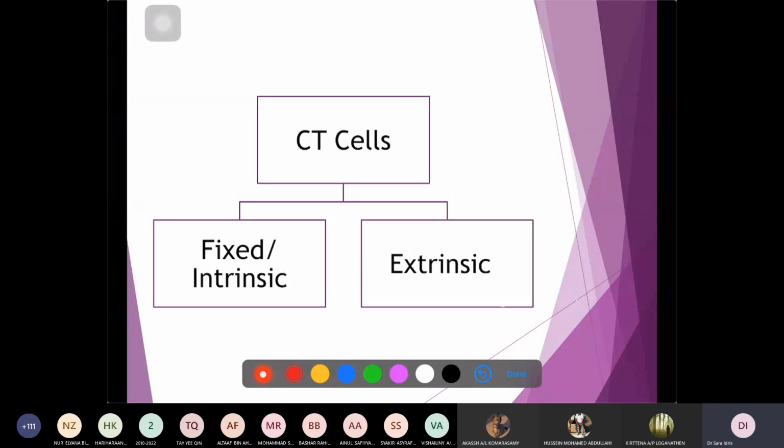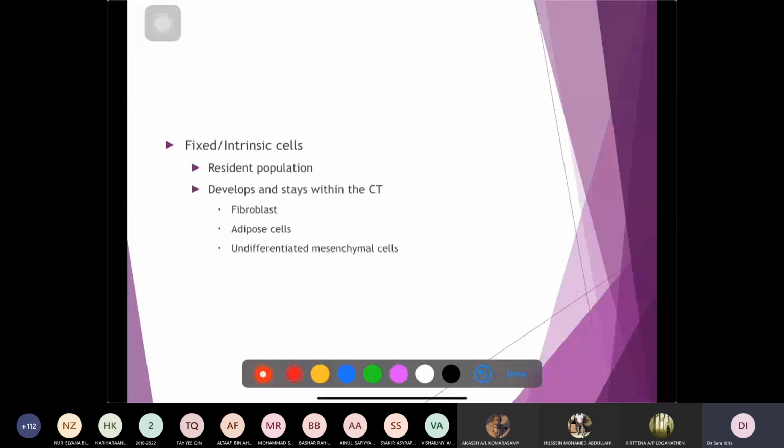Okay, fixed cells are like your adipocytes, your fat tissue, your fat cells. They're fixed at a certain place. You don't find them wandering around. But extrinsic cells are like your leukocytes or your macrophages. They can move around in the bloodstream. So that's why they're also known as wandering cells. All right. So as I mentioned, fixed cells are a resident population. They don't go anywhere, and they develop and stay within a certain connective tissue.